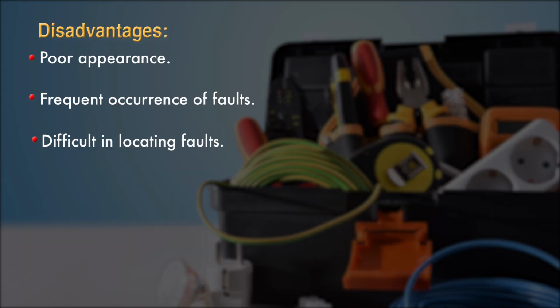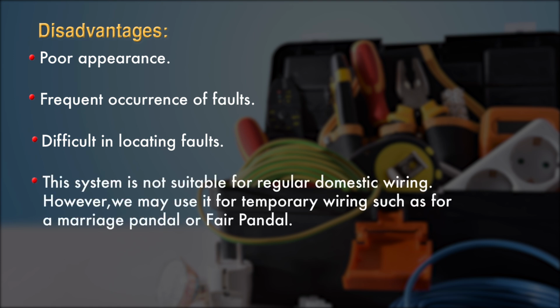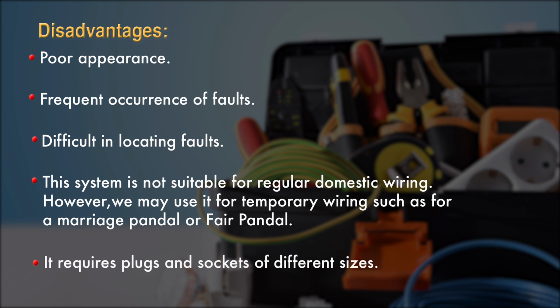Now we are going to discuss the disadvantages of this wiring. The first disadvantage is poor appearance. The second disadvantage is frequent occurrence of faults. The third disadvantage is difficulty in locating faults. This system is not suitable for regular domestic wiring. However, we may use it for temporary wiring, such as for a marriage pandal or fair pandal. And the next disadvantage of this wiring is that it requires plugs and sockets of different sizes.